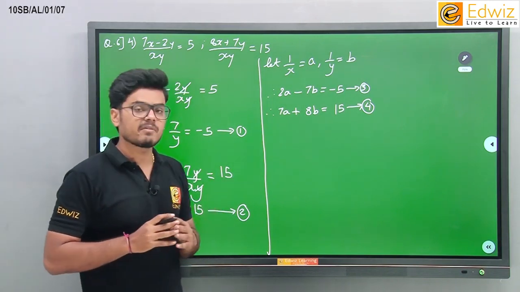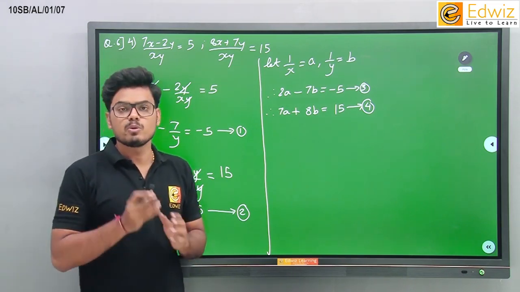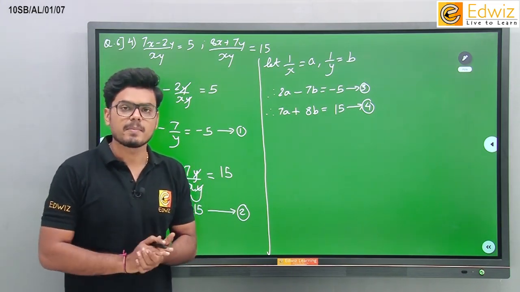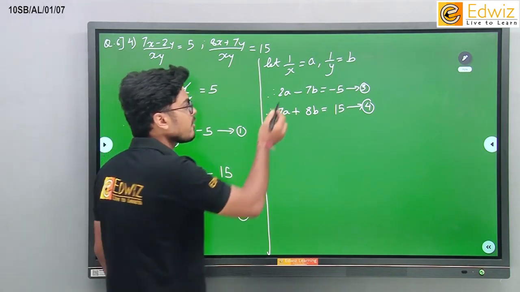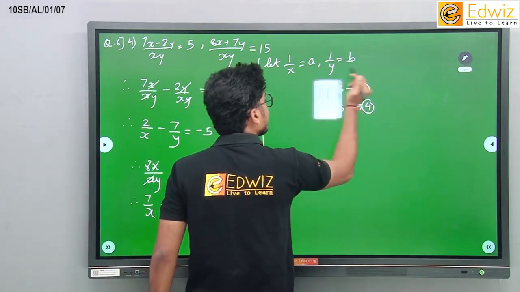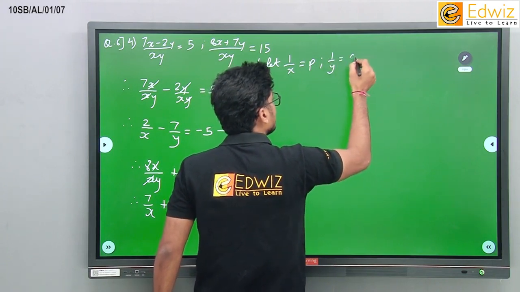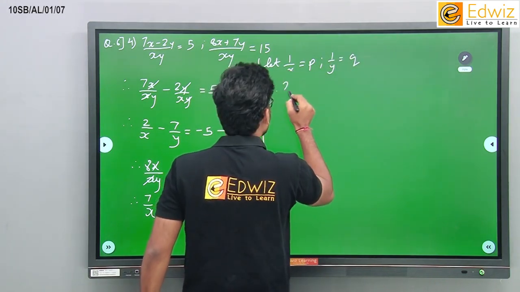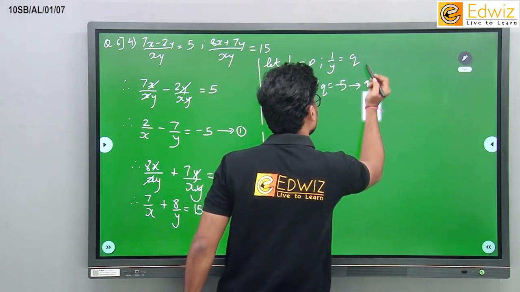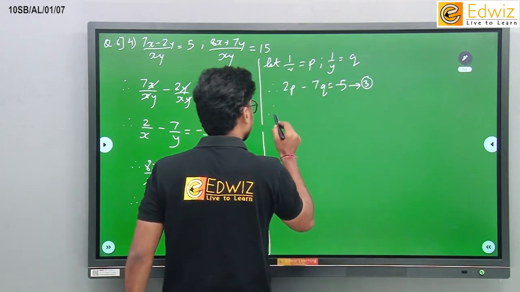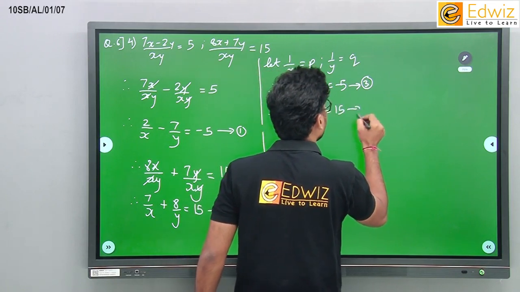Now let us solve these equations by Cramer's rule, as simple as that. Now in Cramer's rule, you know we use A, B, C and D. Formula में A, B, C, D होता है, तो mix up ना हो जाए, इसीलिए इसको मैं कोई और variable ले लेता हूँ. Instead of A and B, I'll take, let us say P and Q. So 1 upon x is P and 1 upon y is Q. So our equations are 2p minus 7q equal to minus 5, third equation. Okay, this is the third equation. And then we have 7p plus 8q equal to 15. This is the fourth equation.